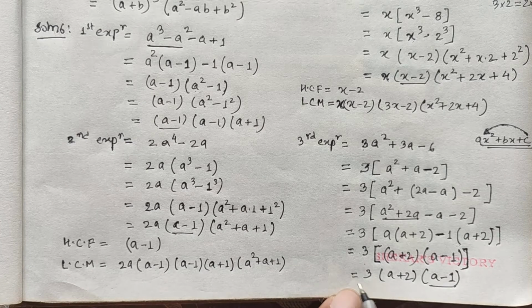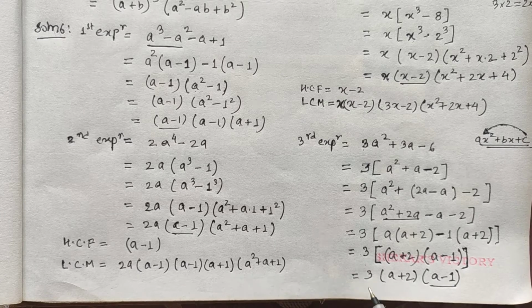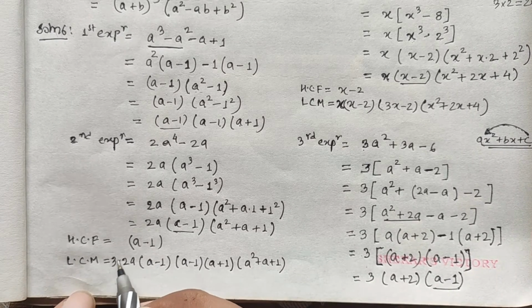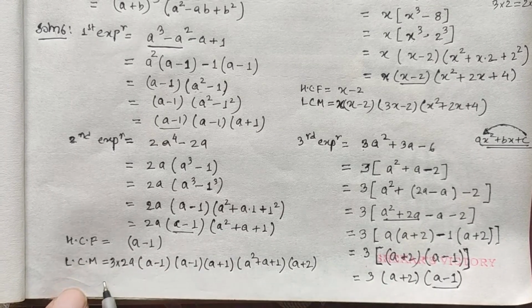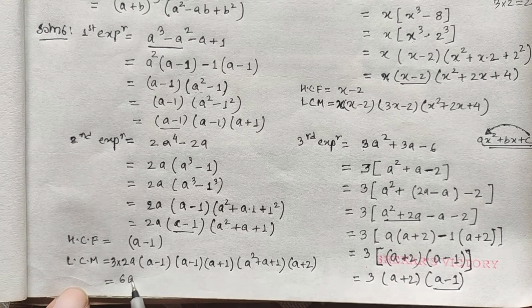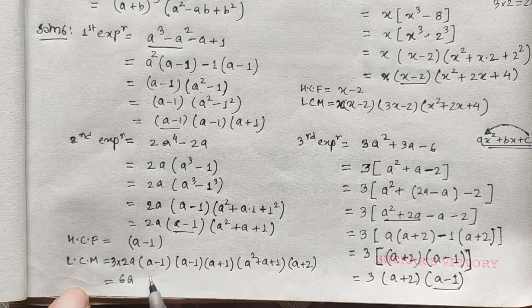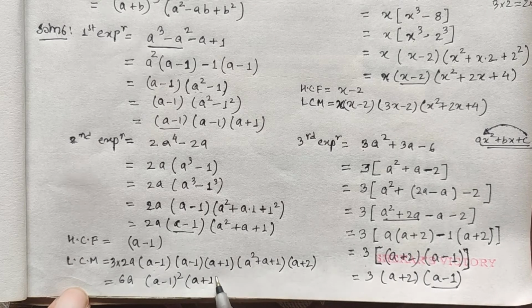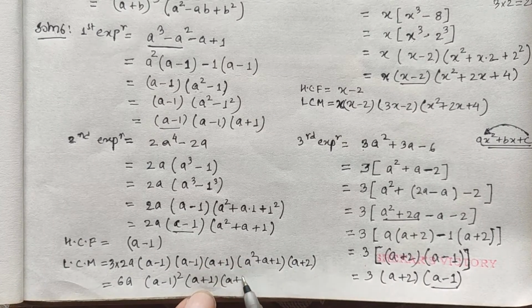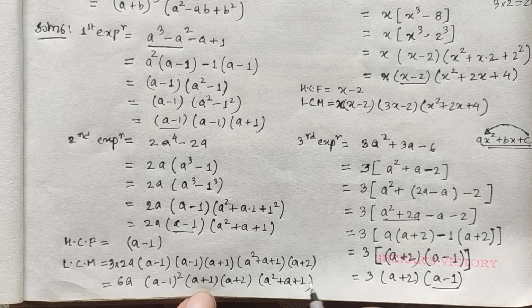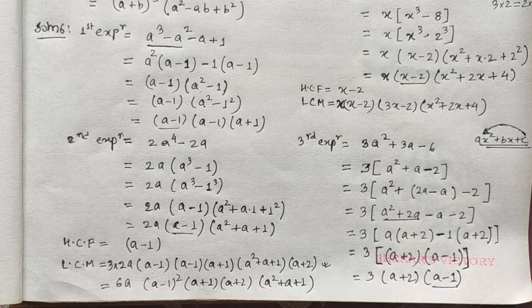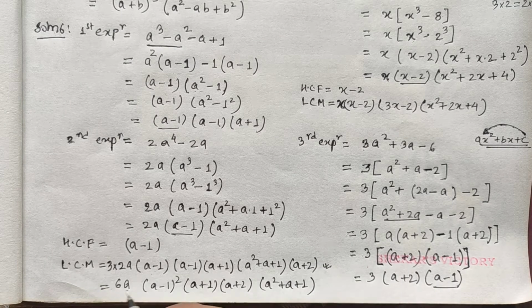A minus 1 is taken as common, remaining here is 3, so you can write 3 in the front. And a plus 2 is here, so it becomes 6a, a minus 1, which we can write as a minus 1 whole square. We can write a plus 1, again a plus 2, a square plus a plus 1. Just simplify it, or if you leave this it is also correct, just solve one more step after that.